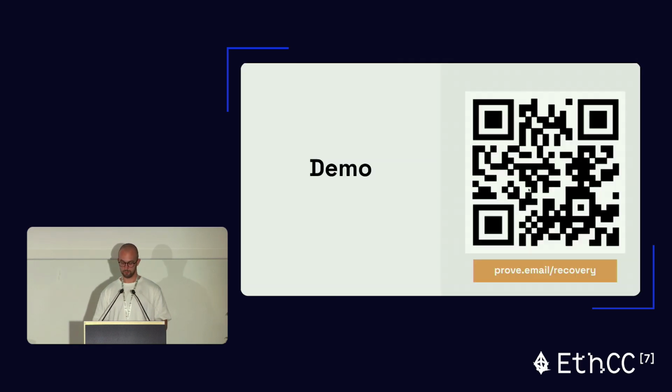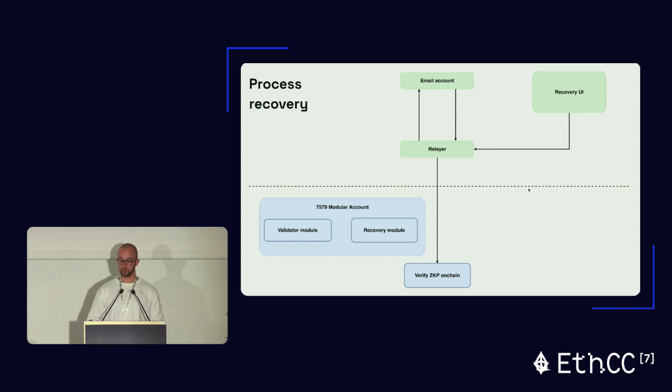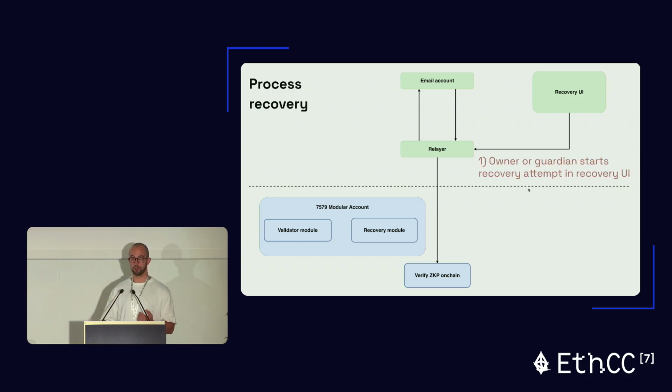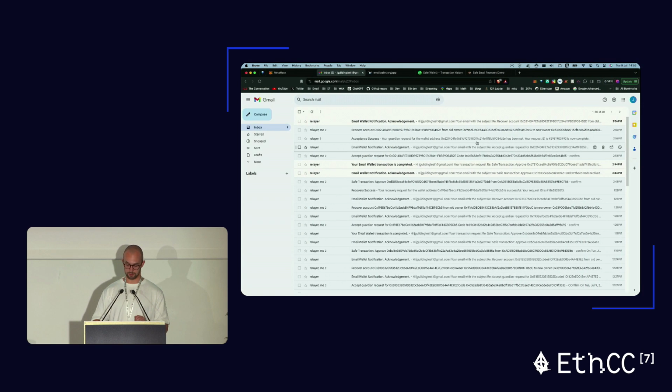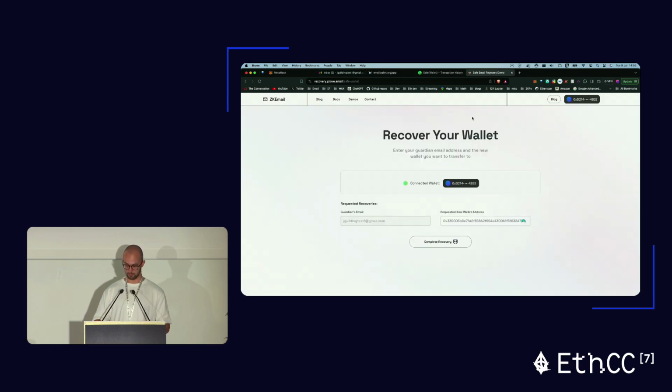So under the hood, we've already seen step number 1, where we've started the recovery attempt. And again, we've already seen step number 2, where we've got an email from the relayer, and we've replied to it, and the ZKP is being generated. So very similar to the first part of the flow. Once that's been verified on-chain, it gets approved. We've only got a threshold of 1, so we're all good to wrap up the demo and recover our account.